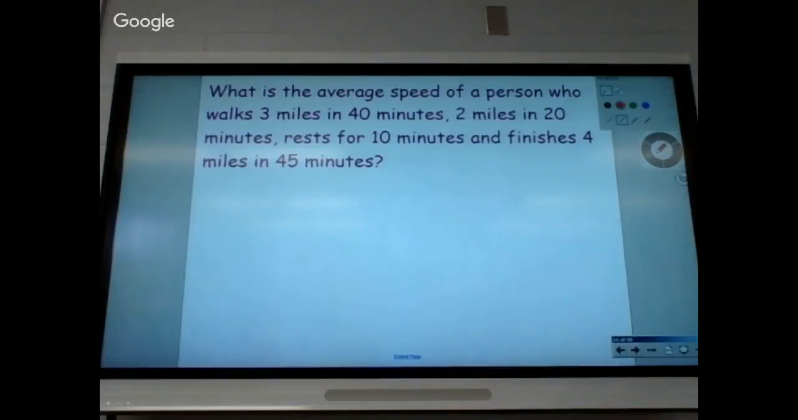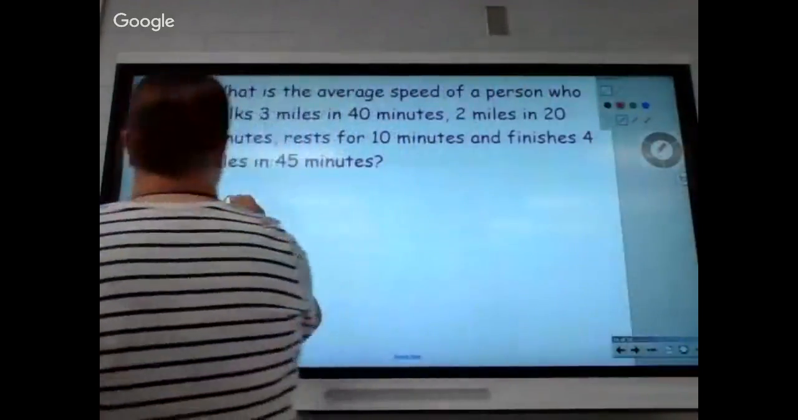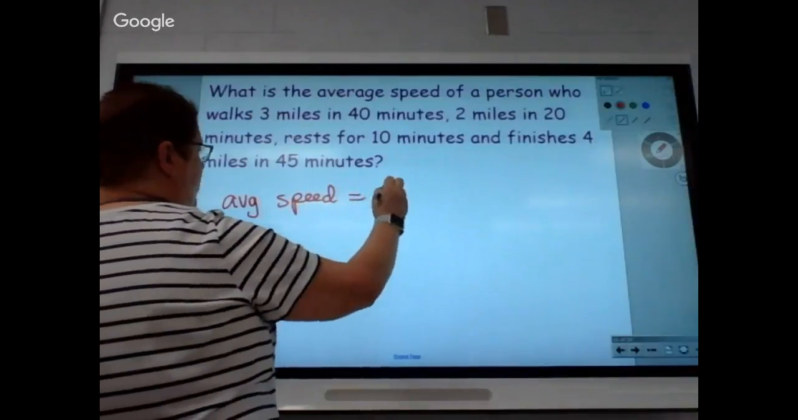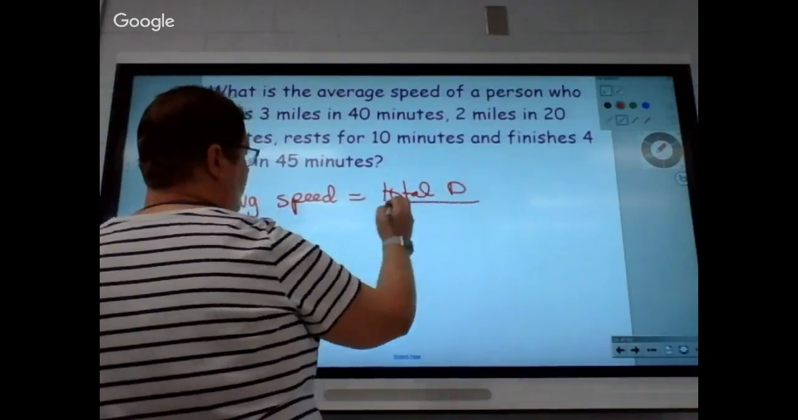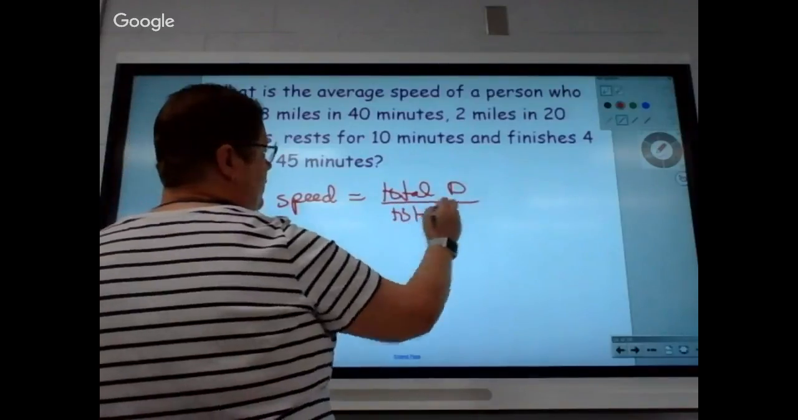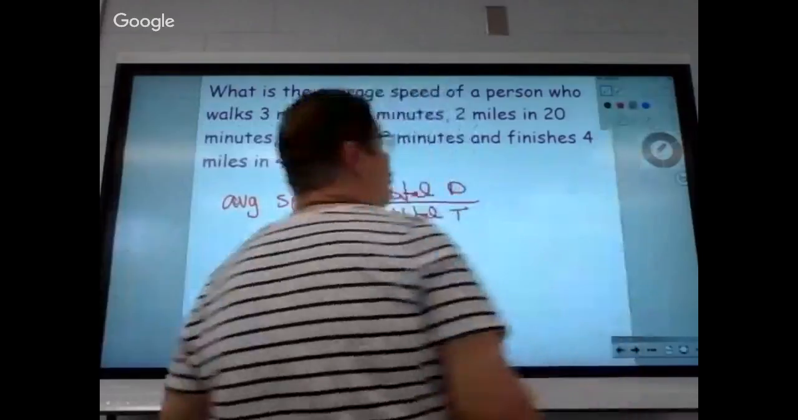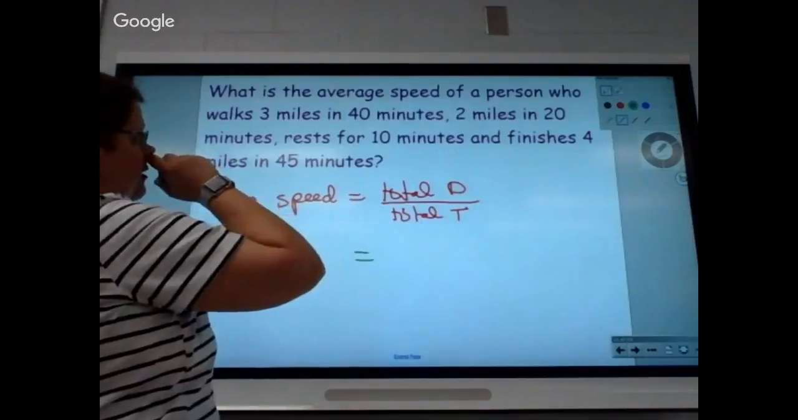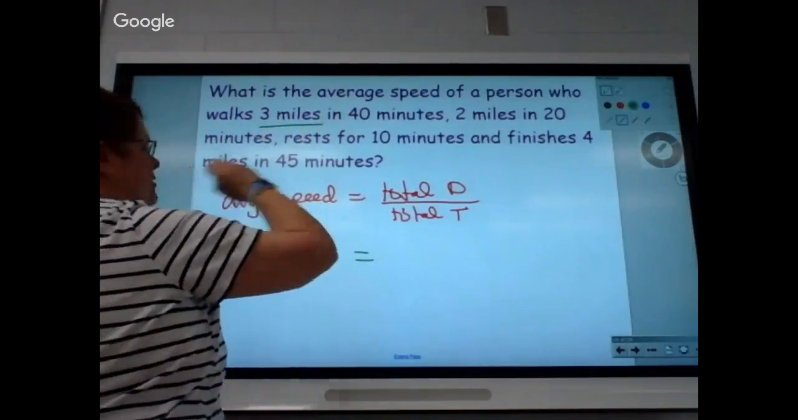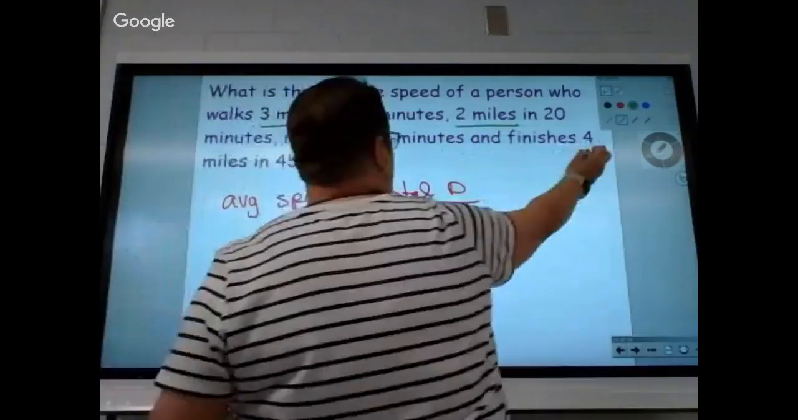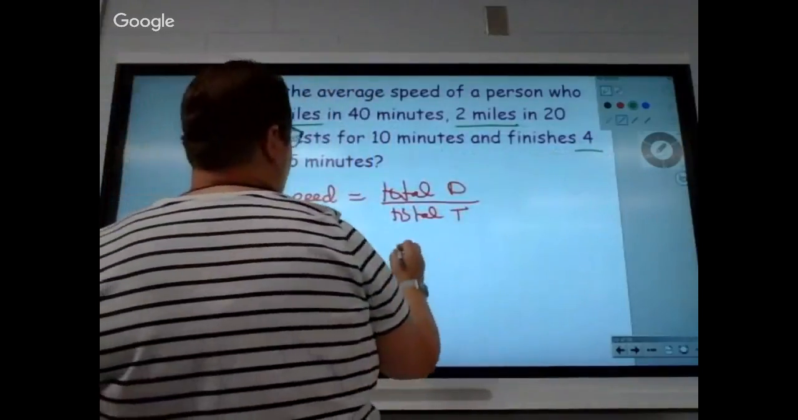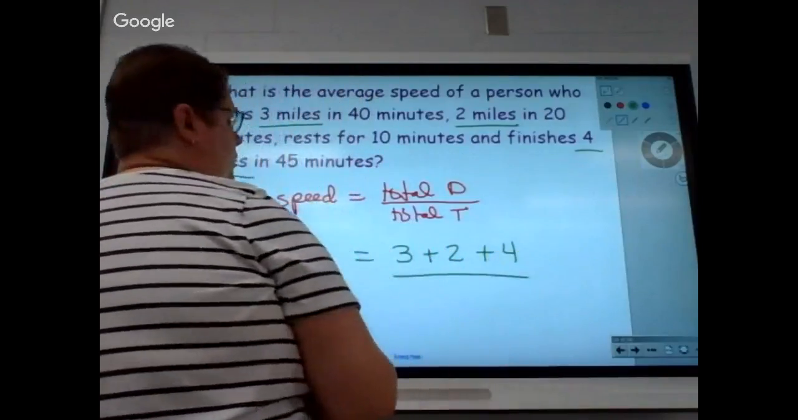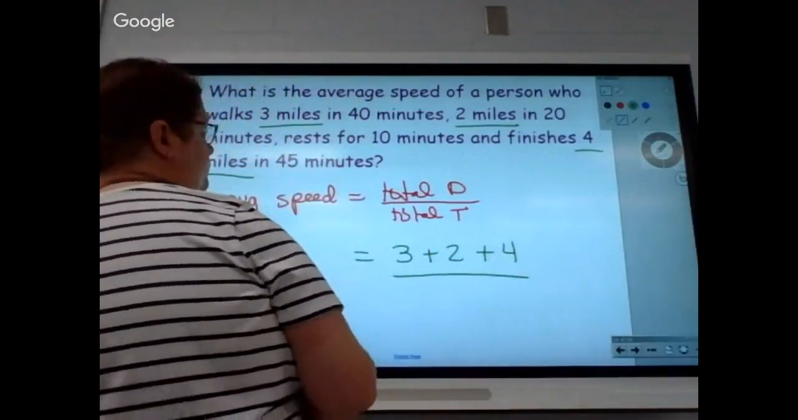So, when you want to find average speed, average speed is the total distance over the total time. So, we're adding. How many miles did this person go? 3 miles, 2 miles, 4 miles. So 3 plus 2 plus 4. All right, for minutes.